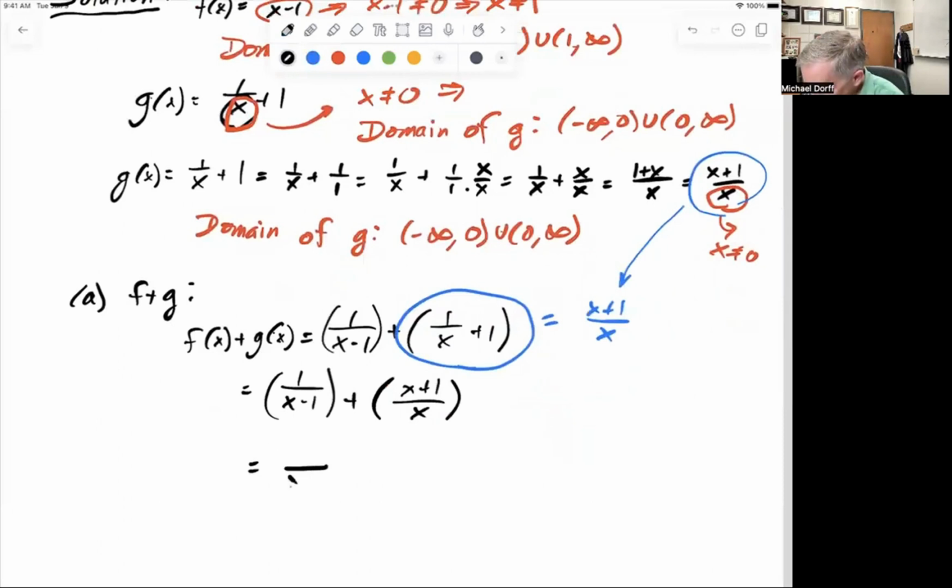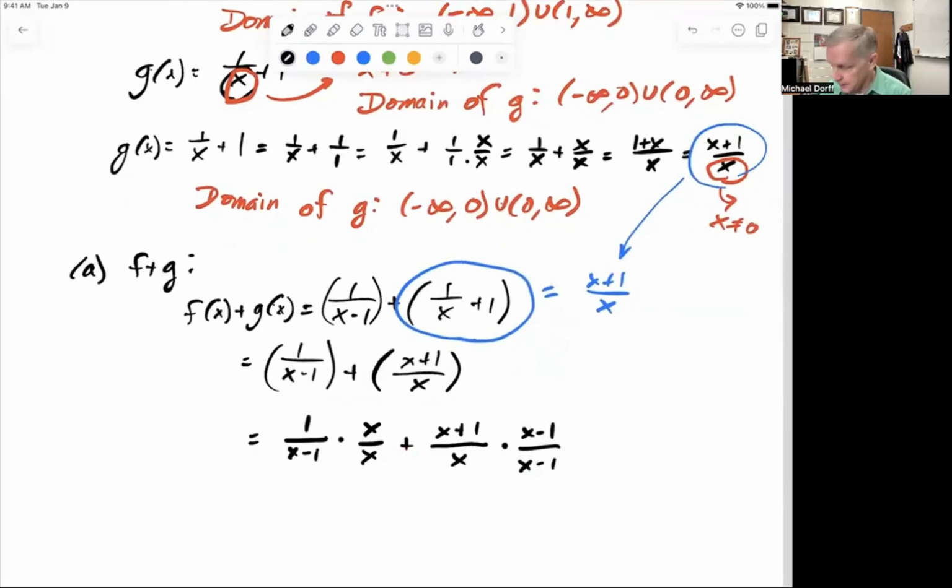So first I have x minus 1 over x minus 1. And so I want to multiply an x on the bottom. So I have to multiply the top by an x to keep it equal. And for the second fraction, I've got x plus 1 over x. I want to multiply the bottom by an x minus 1. So I multiply the top by an x minus 1 so that it's equal.